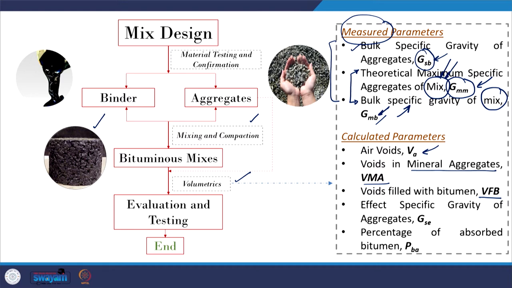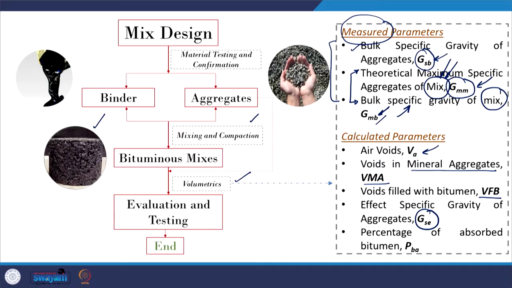Now, the most important parameter, I feel, is GSE. In fact, I will tell you at the end of our discussion that GSE is one such parameter because of which we do so many calculations in the mix design process. The reason being, GSE cannot be measured in the laboratory, unlike GSB and GSA.